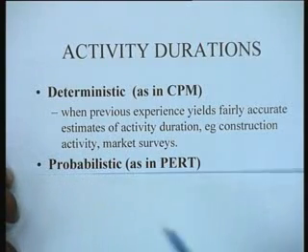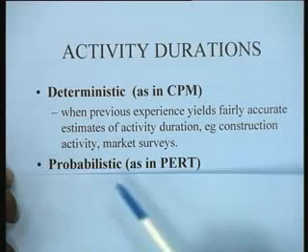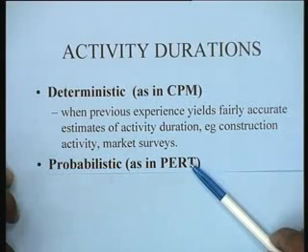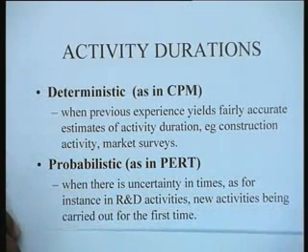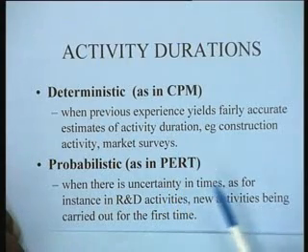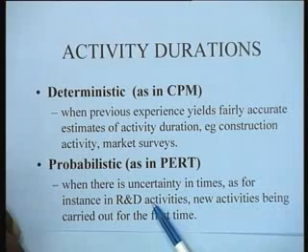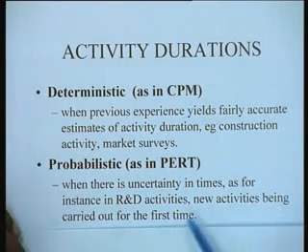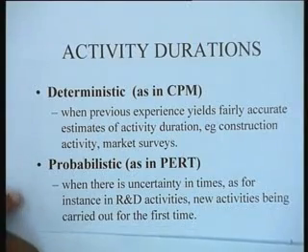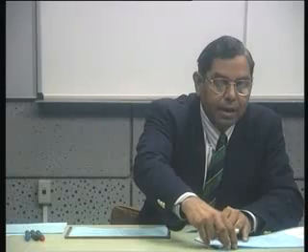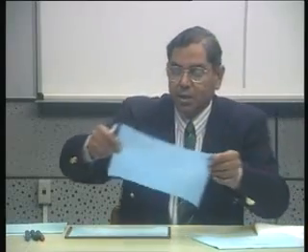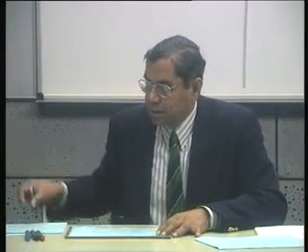On the other hand, we have probabilistic time estimates, which happens for instance in PERT, or program evaluation and review technique, and the essence here is that there is considerable uncertainty in times, as for instance in research and development activities or when new activities are being carried out for the first time. So in such situations it's not always easy to estimate the time of the activity quite accurately, and therefore you can assume various estimates of time.